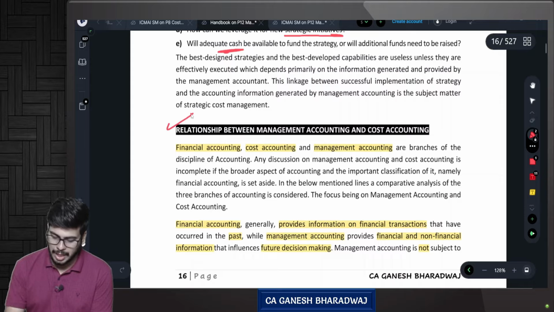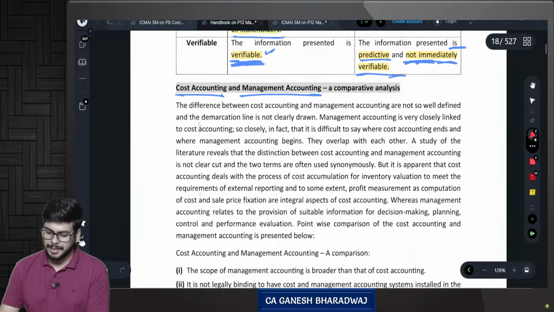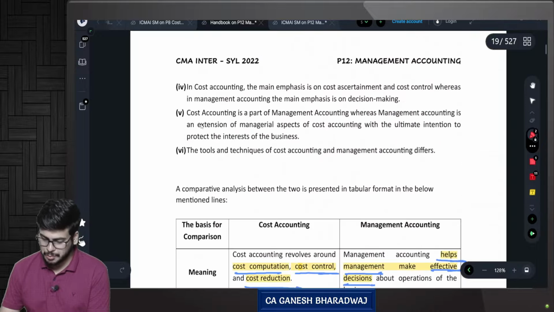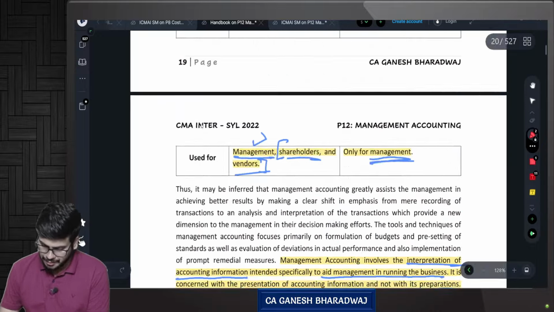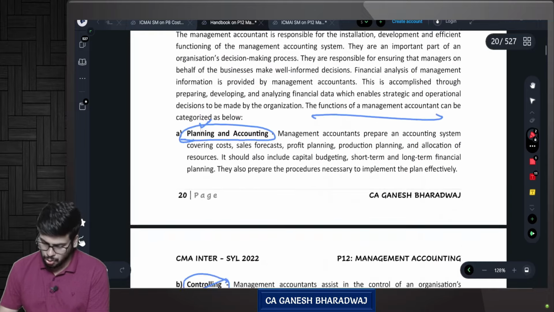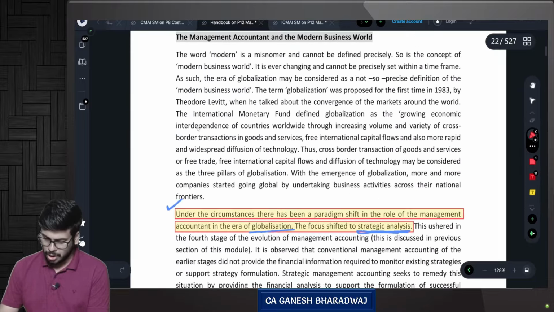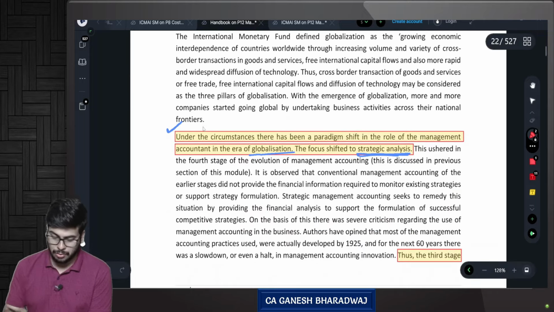And of course, all this part we have done: management accounting versus cost accounting, we have just done. We have done all of this. Role of a management accountant in the new business world, we have seen this all. And for the management accountant in the modern business world, I told you here, under the changes in circumstances, there has been a paradigm shift in the role of the management accountant in the era of globalization. The focus has shifted to strategic analysis.